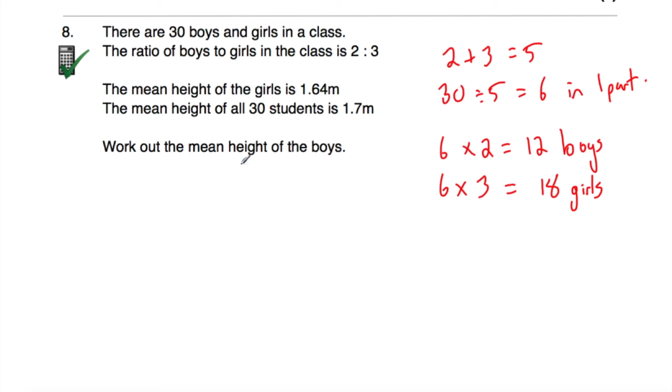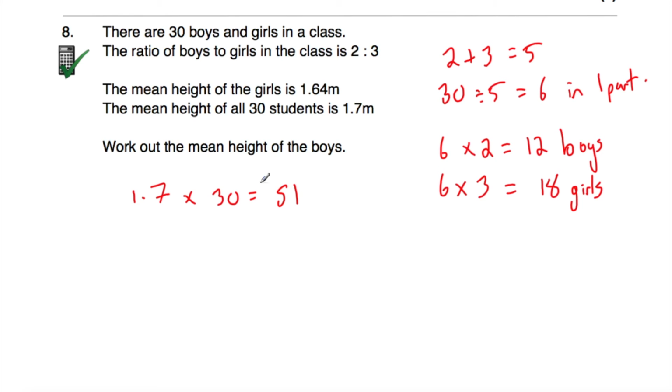So that's 1.7 meters. If we take the 1.7 and multiply that by 30, that'll tell us the total height of everybody in the class. So 1.7, and this is a calculator question, just checking, that's quite nice. 1.7 multiplied by 30 is equal to 51 meters. So if you lined everyone up in a big line, that line would be 51 meters long.